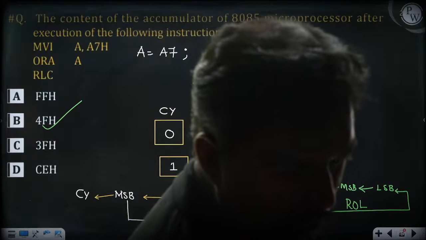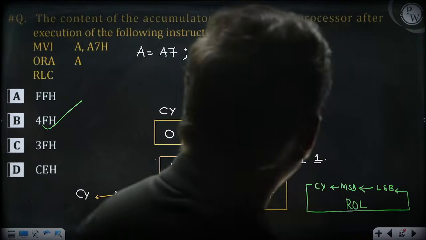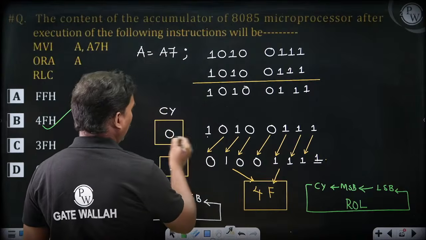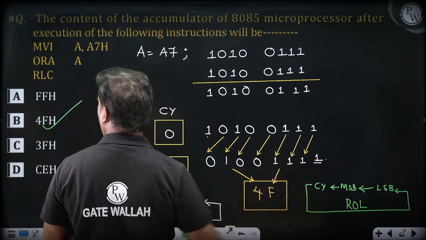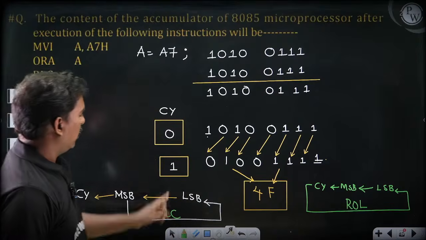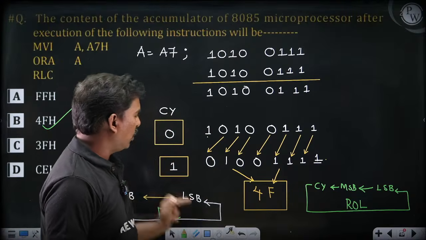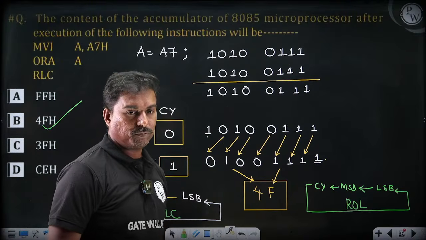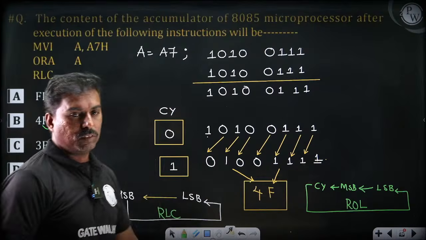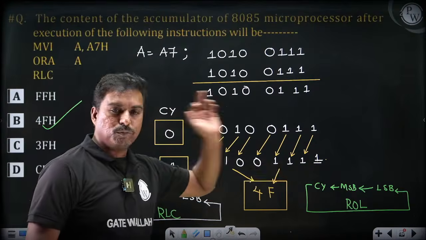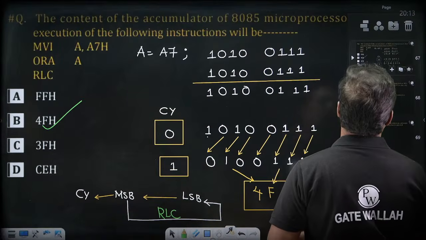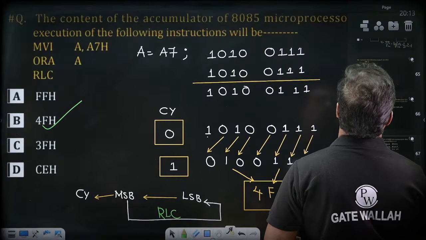With the carry, this 0 will come here, this 1 will go here, 0 will come here, 1 1 1 0 will happen. E will be coming. This 1 will go to carry and the content of the carry will be coming here. Then it will become 1110. Okay, got it? Now let us move to the next question.